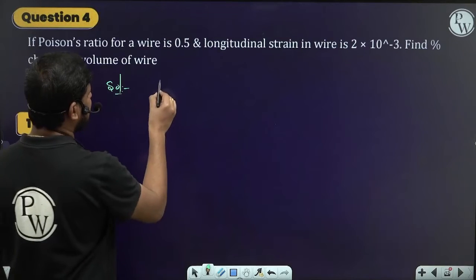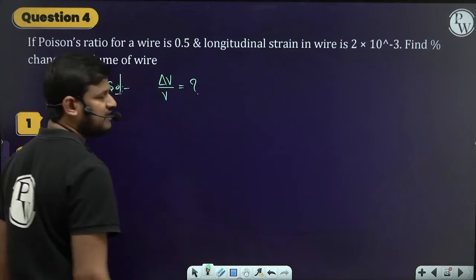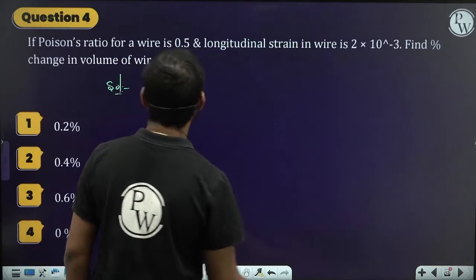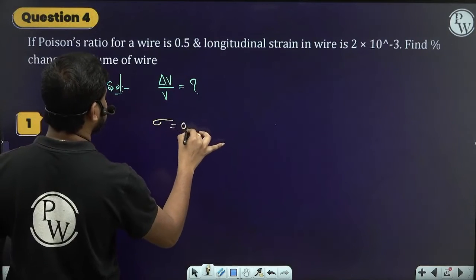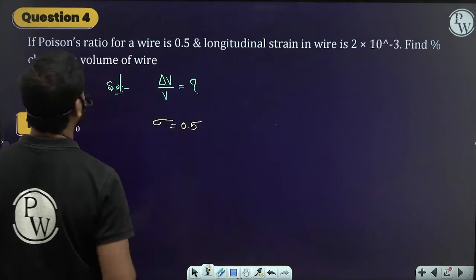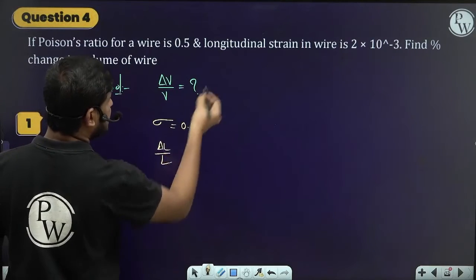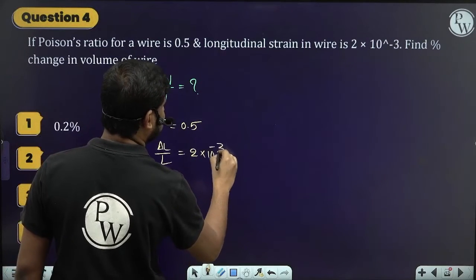So that means we need delta V by V. How do you solve this one? Can you guys try it on your own? First, write the given information. Sigma is 0.5, and the longitudinal strain, delta L by L, is 2 into 10 to the power minus 3.